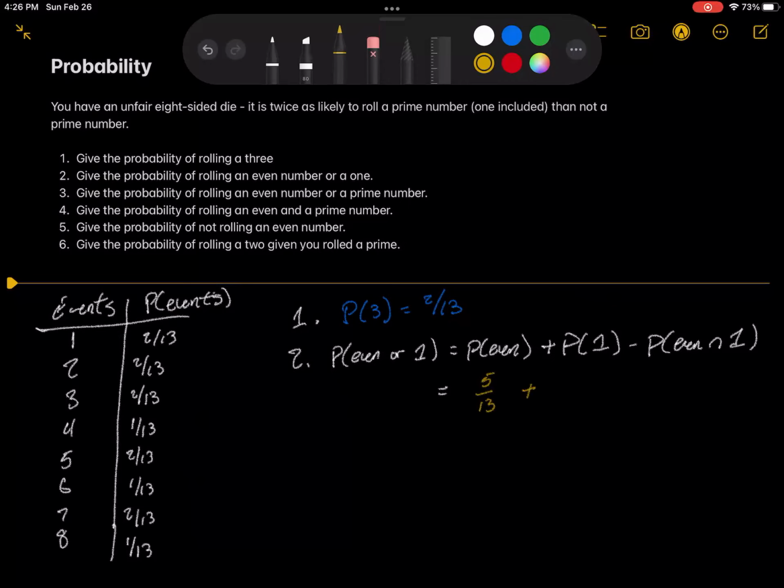The probability of a 1 is just 2/13. Now, is there any overlap between even and 1s? No, 1 is not an even number. So you don't really subtract anything. When we add these, I get 7/13. All right, number 3. Give the probability of rolling an even number or a prime number.